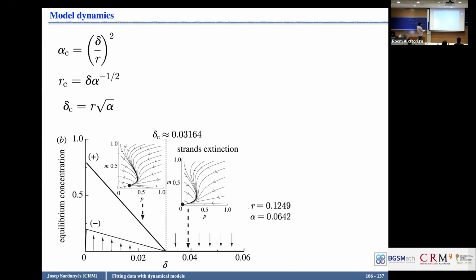This is the concentration at equilibrium. This is the phase portrait when we have the origin, which is unstable. And then we have this interior equilibrium, which is locally asymptotically stable. Well, actually, this is globally asymptotically stable because it's the only one that we have here. When we increase delta, this point travels along this manifold, collides here, and there is a change of stability. Okay, so then the origin becomes globally asymptotically stable.